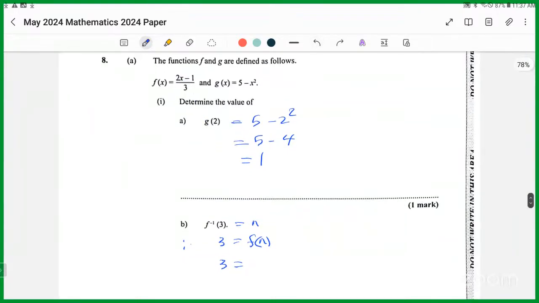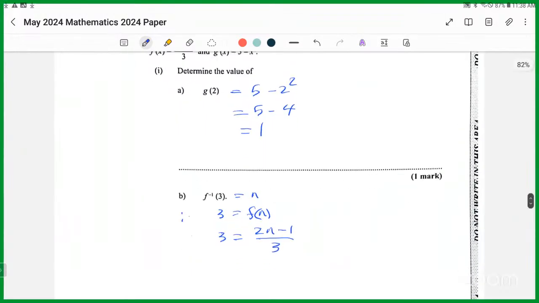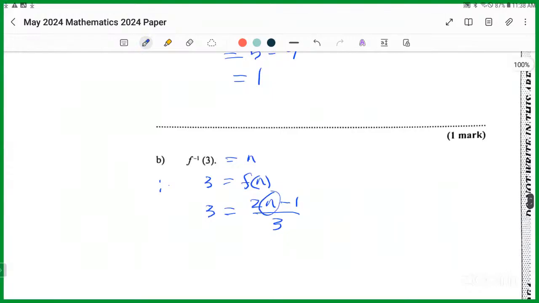So that becomes (2n minus 1) over 3. So you still have to transpose. Still have to make this a subject. We use the inverse method or not. So we transpose everything away from this n. When we find the value of that n, that's the answer that we want up here.